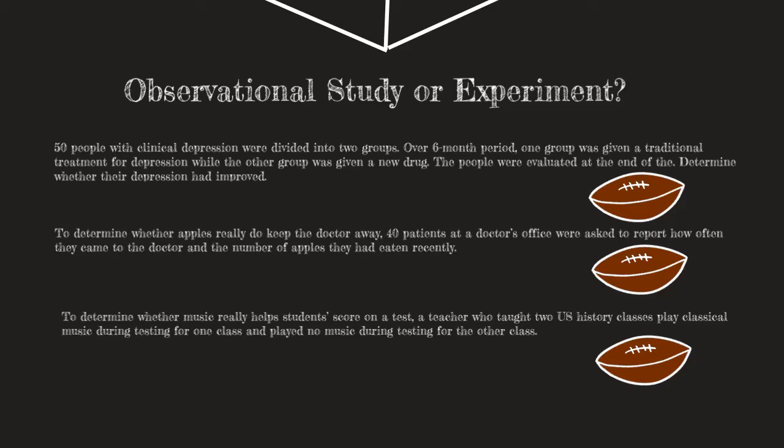Our third example says, to determine whether music really helps students' scores on a test, a teacher who taught 2 U.S. history classes plays classical music during testing for one class and then plays no music during testing for the other class. Is this an observational study or is this an experiment? This example is an experiment. The teacher is testing out if there are differences between the two classes based on a specific thing that is being done.